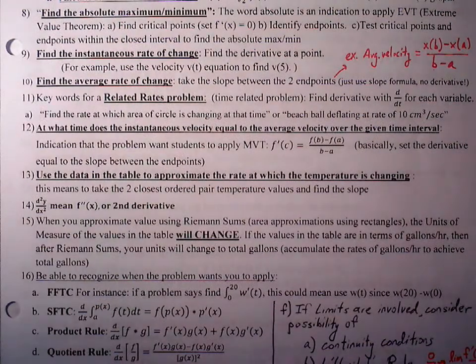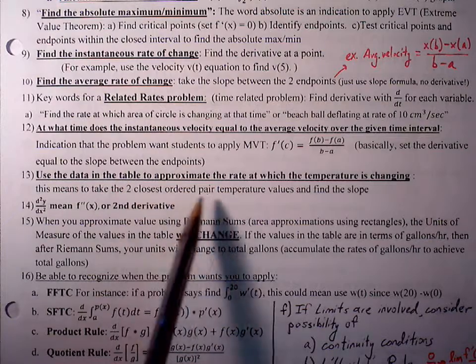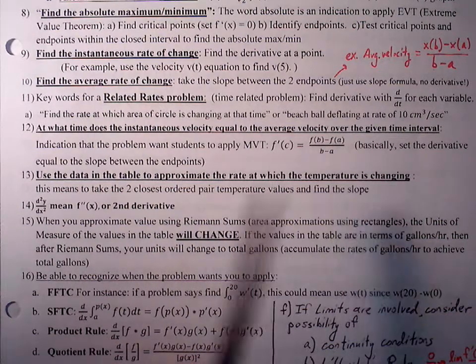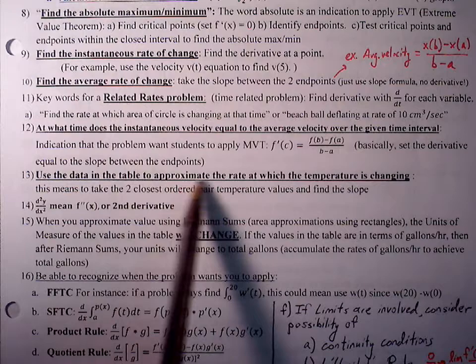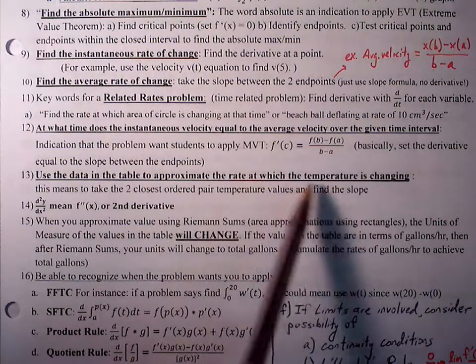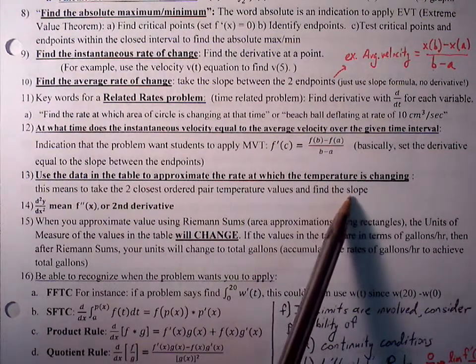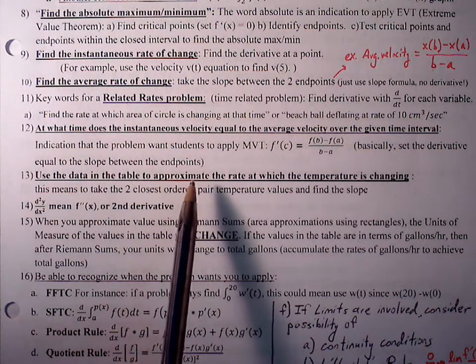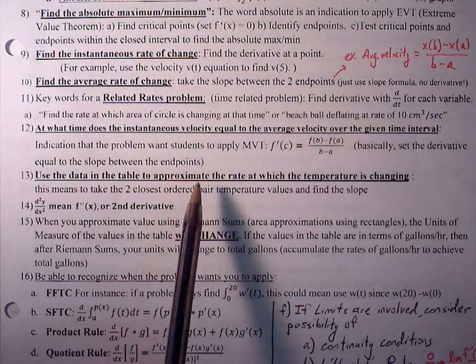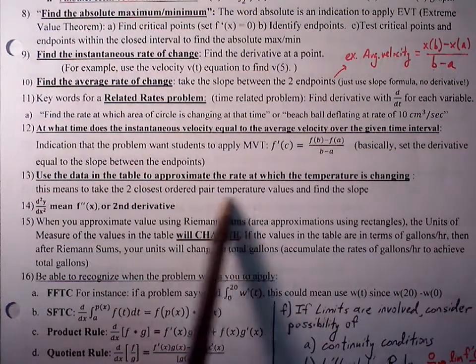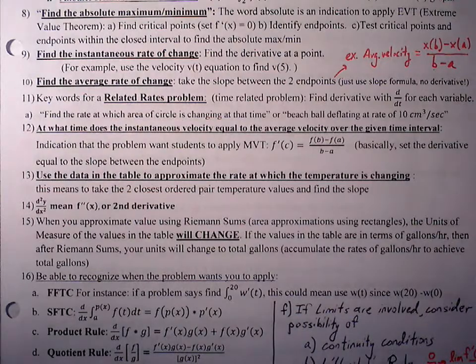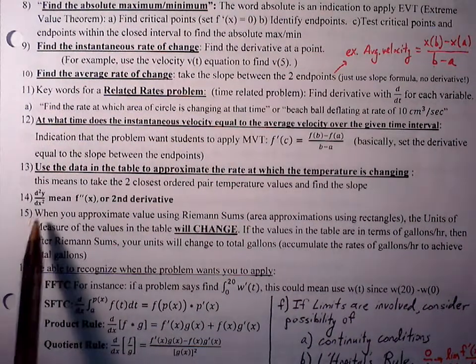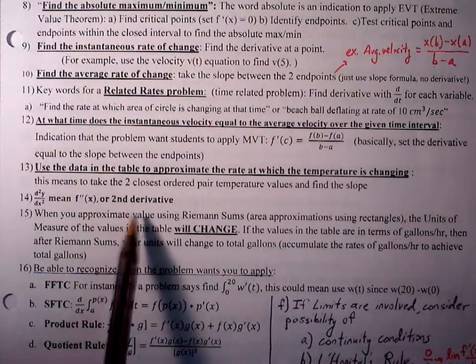Statement 13, use the data in the table to approximate the rate at which the temperature is changing. So this means to take the two closest ordered pair temperature values and find the slope. If we're asking for the rate at which the temperature is changing, it's just change in temperature over change in time. If we don't have the function available and we're only starting with ordered pairs, then the best we can do is take the slope between endpoints. Notation: d2y over dx2 just means find the second derivative.